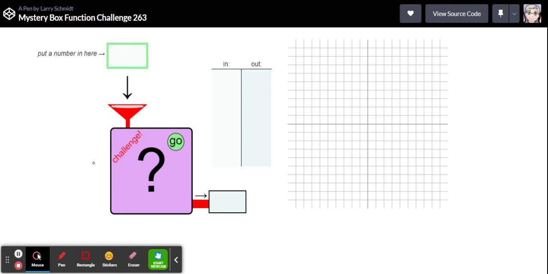Hello everybody and welcome to another Mystery Box Function Challenge. In the purple box there is some mystery math and your challenge is to figure out what that is. Today is a Friday and so this math in the purple box is going to be even more challenging than usual. If you'd like to try this out, use the link in the description, and when you get an idea, come on back, see if we get the same thing.